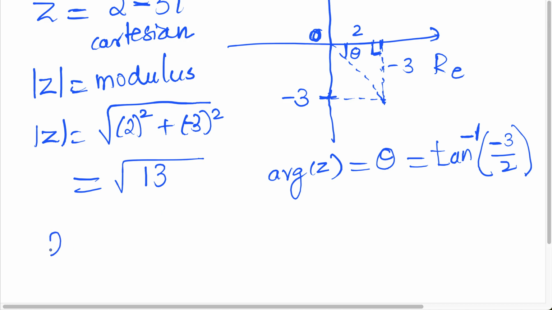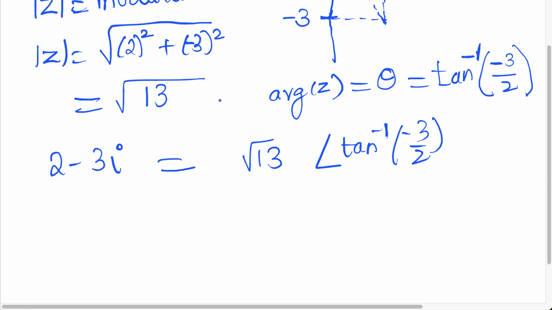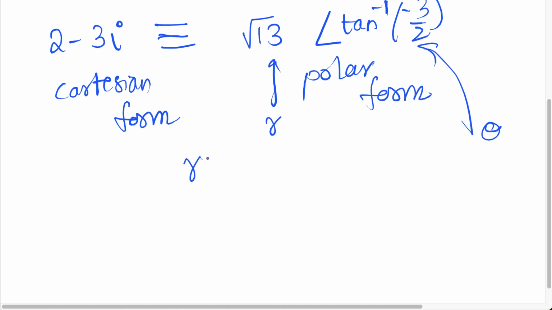So I could also express this number 2 minus 3i as root 13 at an angle of tan inverse of minus 3 by 2. These both are equivalent expressions. The left hand side is called the Cartesian form of expression of a complex number, and the right hand side is the polar form of expression, where I write the modulus, which is usually denoted by r, and I write the argument, which is usually denoted by theta. So r angle theta is called the polar form of a complex number.